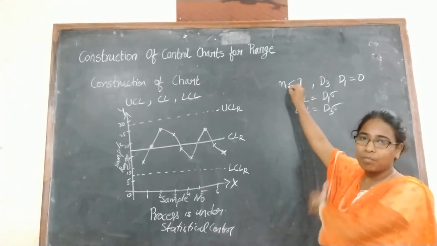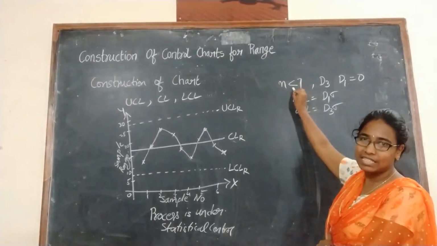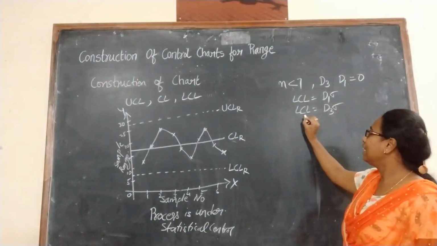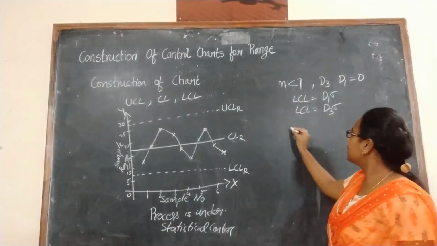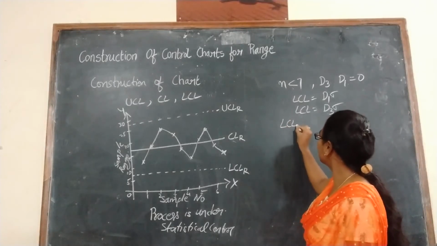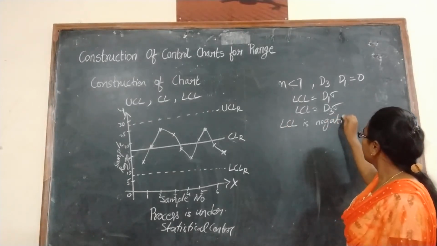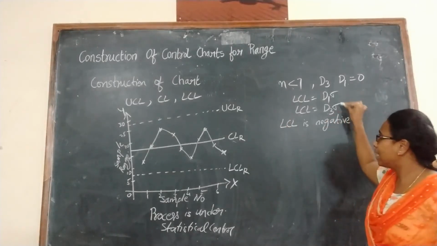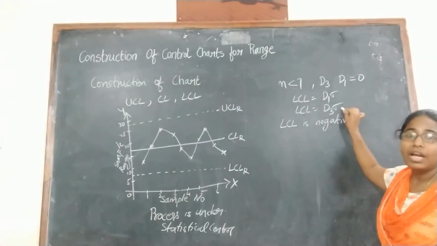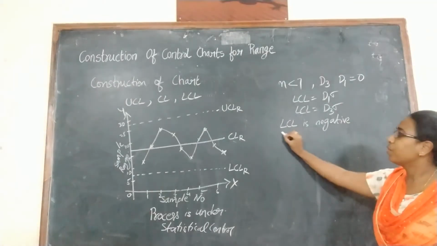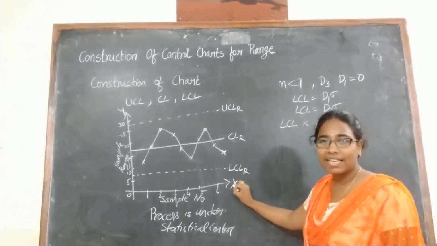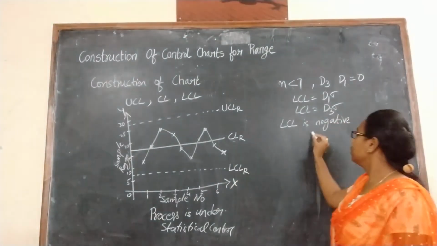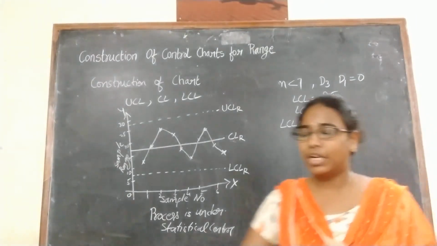If in your sample you have the values less than 7, then automatically the LCL value will be 0, or in some cases you may get LCL. So in these cases you will get LCL is 0, and there are some cases if you get LCL is negative, then you will consider the x-axis as the LCL. So there I will show that graph also.